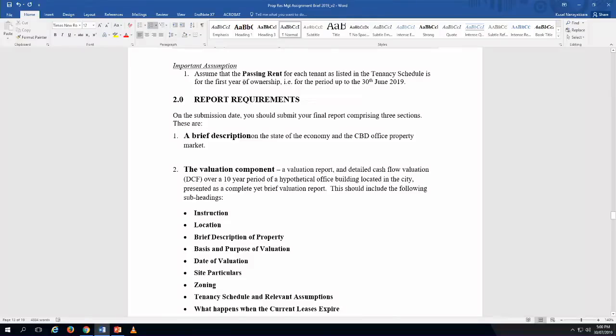Important assumption: assume that the passing rent for each tenant listed in the tenancy schedule is for the first year of ownership, that is, for the period up to 30th June. Right. Report requirement. Please make sure you have these elements in your report.